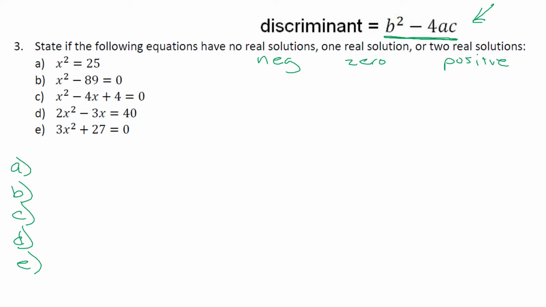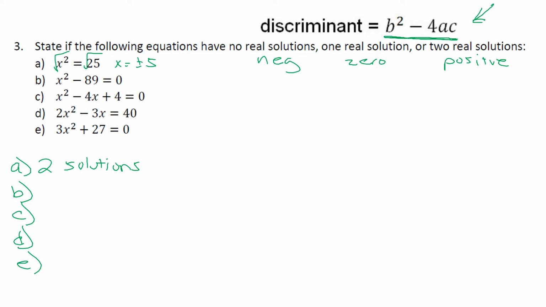So the first two, I could kind of solve these right here. For A, if I just take the square root, my answer is going to be x equals plus or minus 5. That is shorter than finding a discriminant. So that is two solutions. So if you see that you can solve it quicker than finding a discriminant, do that. And the same thing for the second one here.